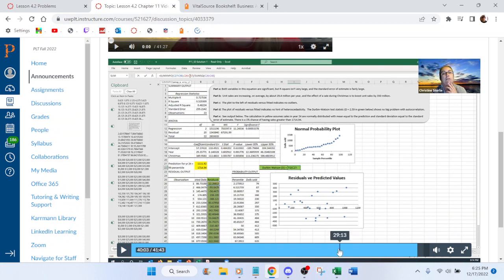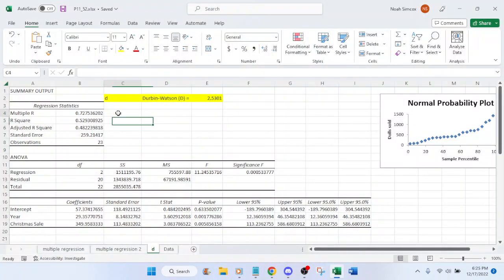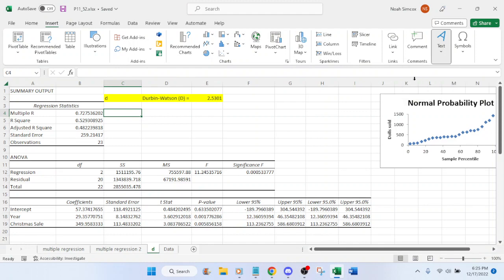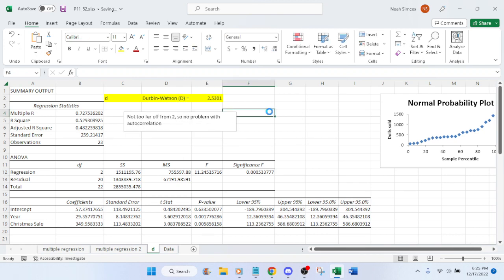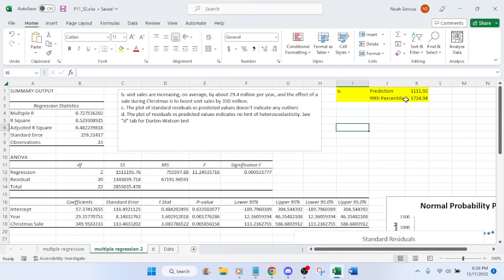Shows no big problem with autocorrelation. Not too far off from 2, so no problem with autocorrelation. And I'm done. I'm not going to watch the rest of the video. I'm done. I did E, right? I did E. I'm done with this.